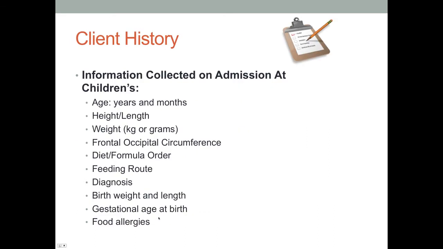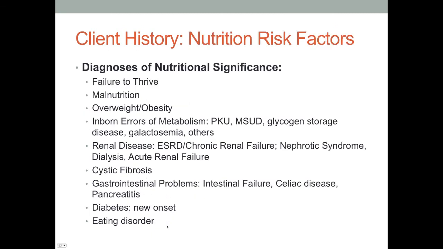When you're getting a client history, the information which you would typically collect on admission at Children's is going to be, of course, the chronological age. You'll get the anthropometrics. Also, the diet or formula order, the feeding route, whether that's breastfeeding, bottle, a toddler diet, a regular diet, diagnosis, the birth weight and length, the gestational age at birth, and any food allergies.